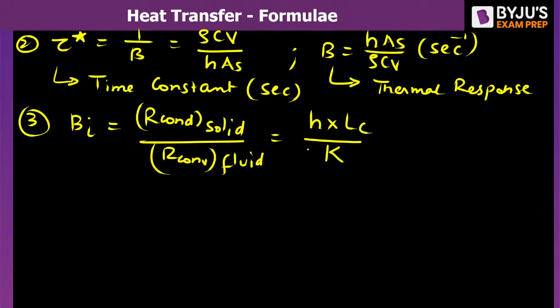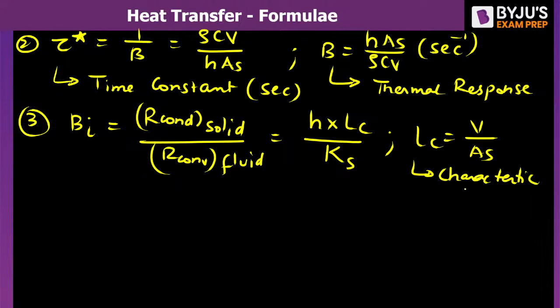h Lc by k, where k is of the solid, and Lc is equal to volume per unit surface area. That is called the characteristic length. Volume per unit surface area is Lc. That is known as the characteristic length.